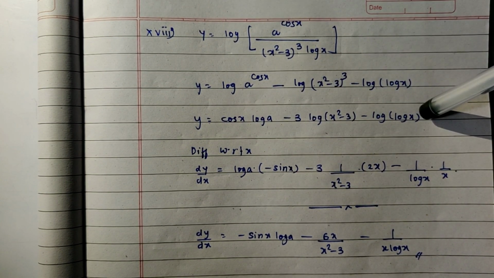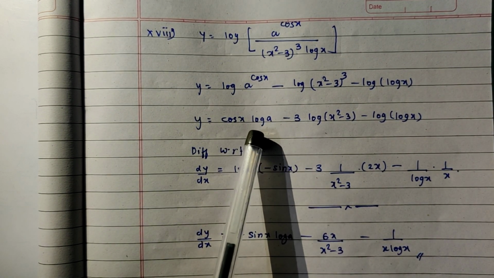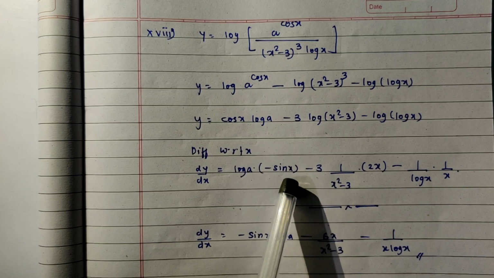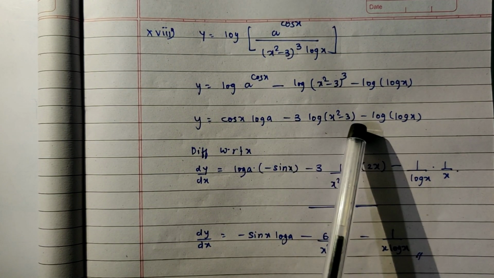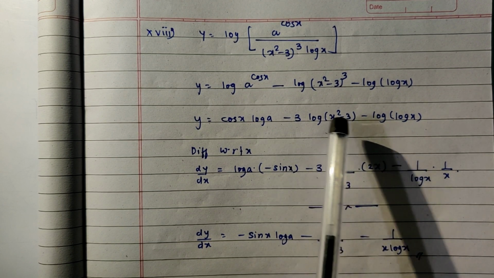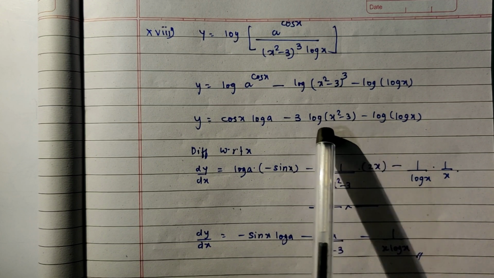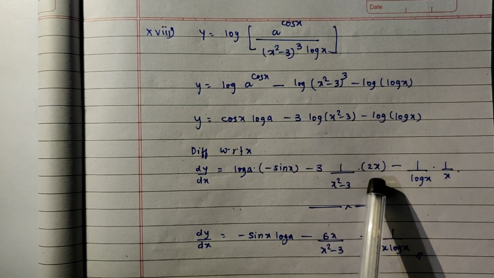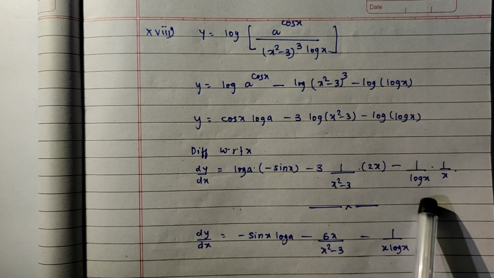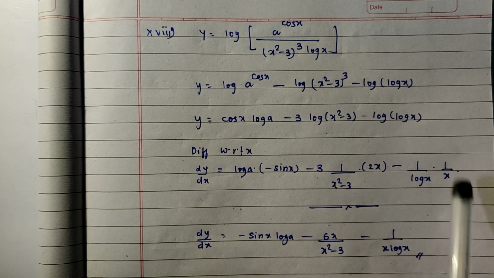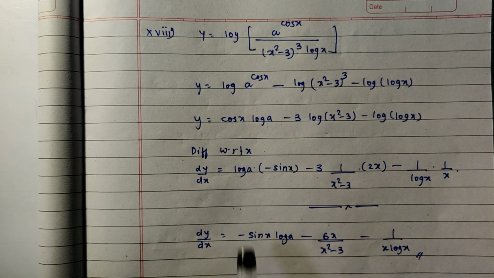After simplifying, differentiate it with respect to x. Now log a is constant, derivative of cos x we find is minus sin x. 3 is constant, derivative of log f(x) is 1 upon f(x) into f dash of x, which means the derivative of x square minus 3. Derivative of x square is 2x, constant 3 is 0, minus derivative of log f(x), 1 upon f(x), and the derivative of log x is 1 by x. This is the final answer, but simplify it.